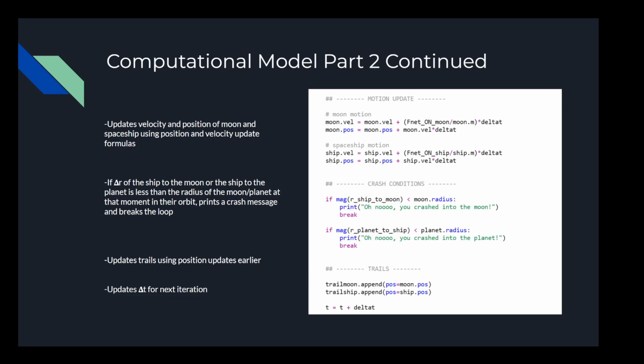So this next part of the code updates the velocity and position of the moon and the spaceship, using the velocity and position update formulas. And if the change in r of the ship to the moon or the ship to the planet is less than the radius of the moon and planet at that moment in their orbit, we print a crash message, and then it breaks the loop. And then we update the trails using the updates from earlier, and then we update delta t for the next iteration.